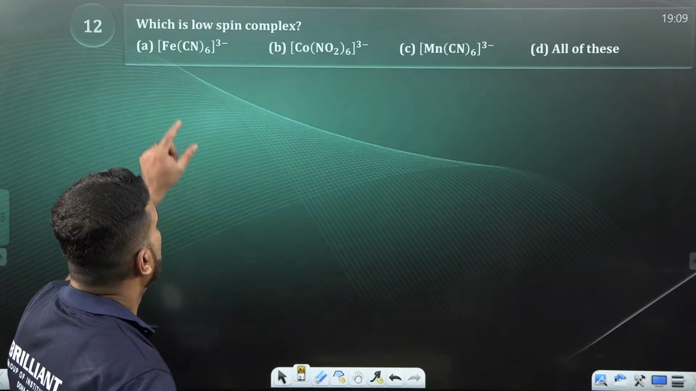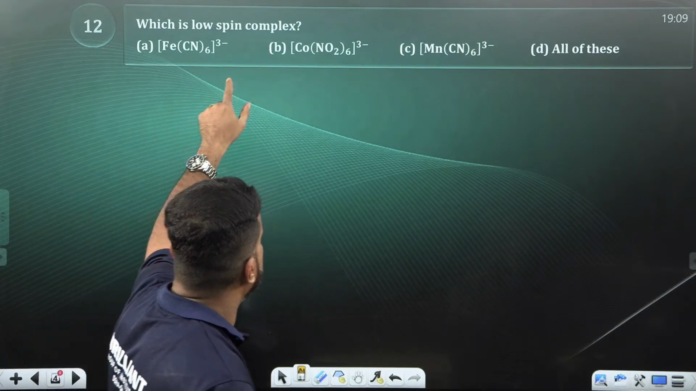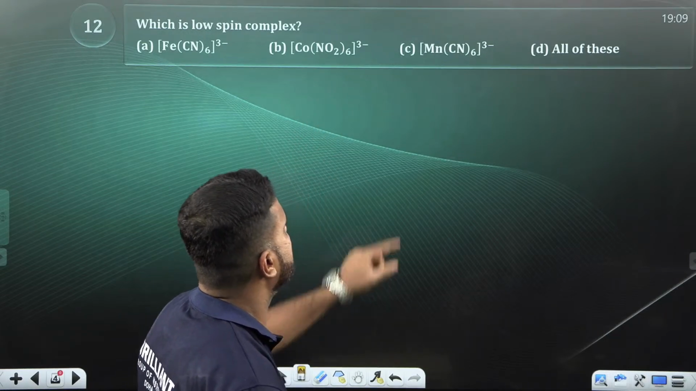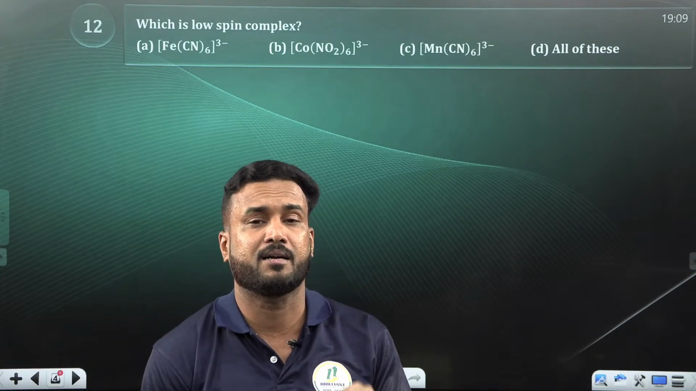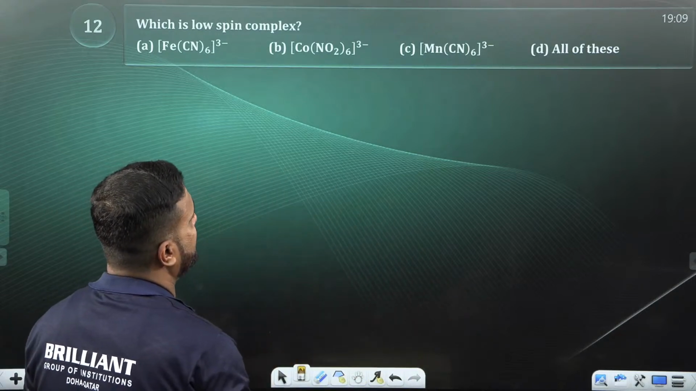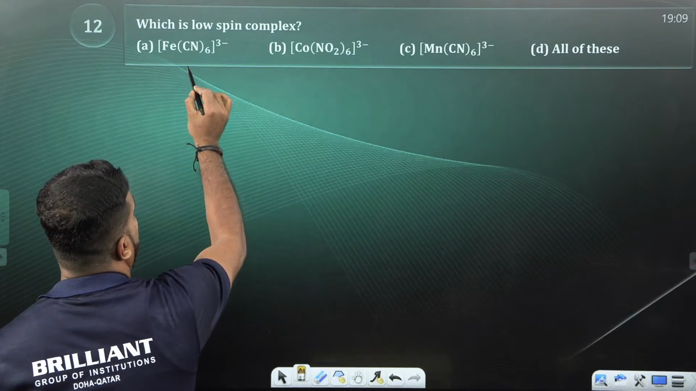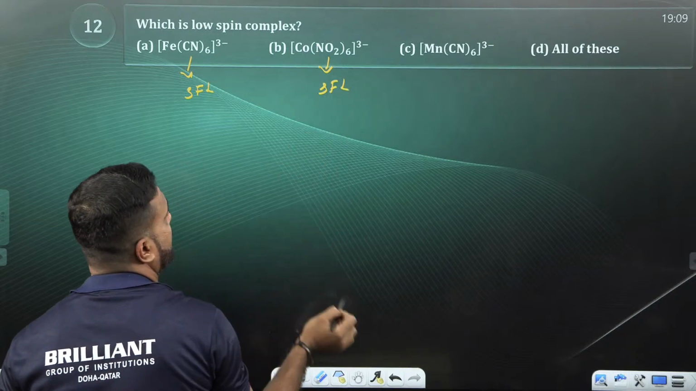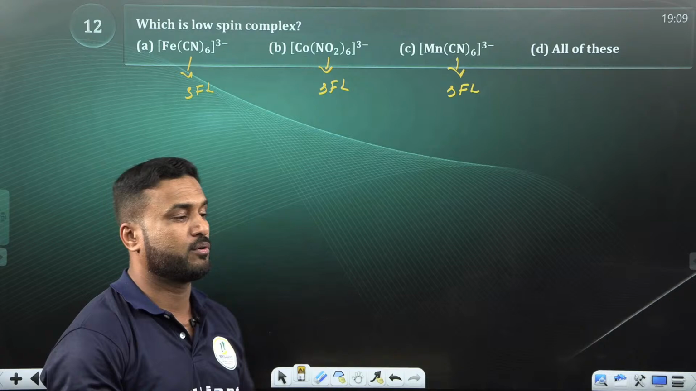Question number 12, which is a low spin complex? Complexes given are [Fe(CN)6]3-, [Co(NO2)6]3-, [Mn(CN)6]3-, all of these. Low spin complexes means the ligands are strong field ligands. Strong field ligands means pairing up of electrons will take place, so there are no unpaired electrons. CN is a strong field ligand, NO2 is a strong field ligand, and CN is a strong field ligand. So in all these cases pairing up of electrons will take place.